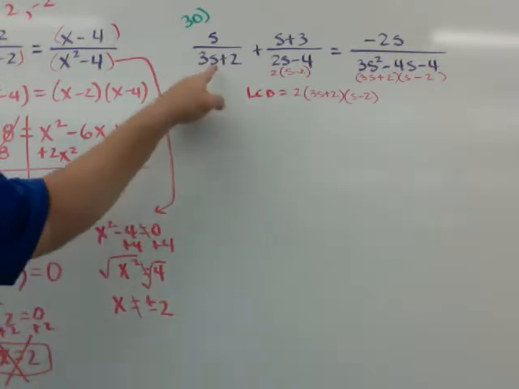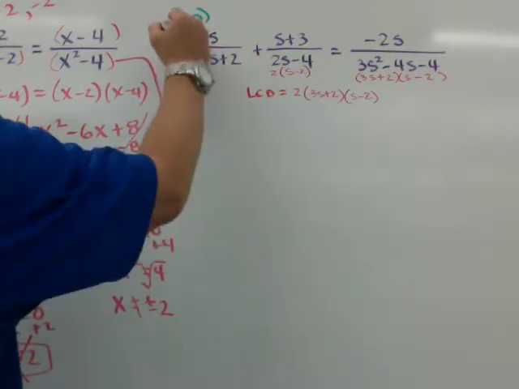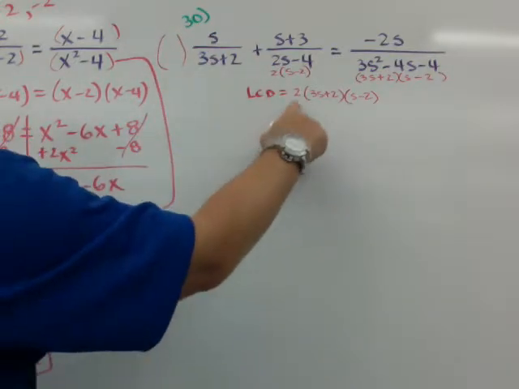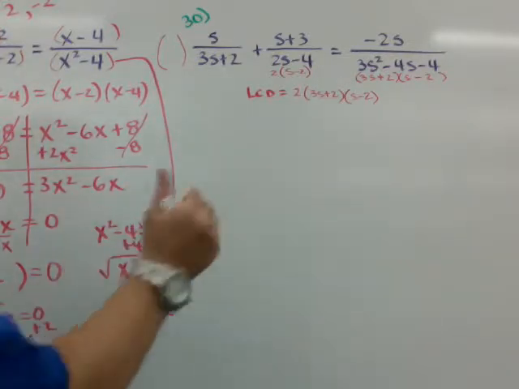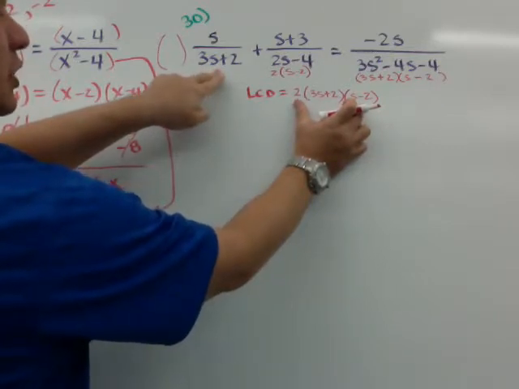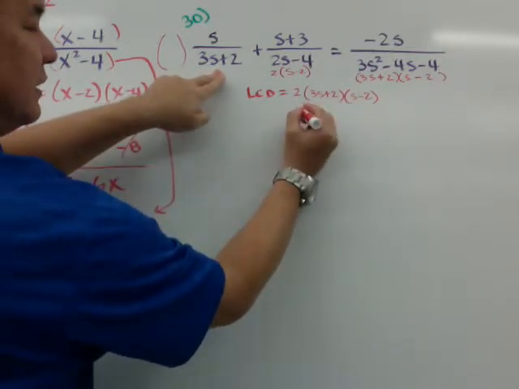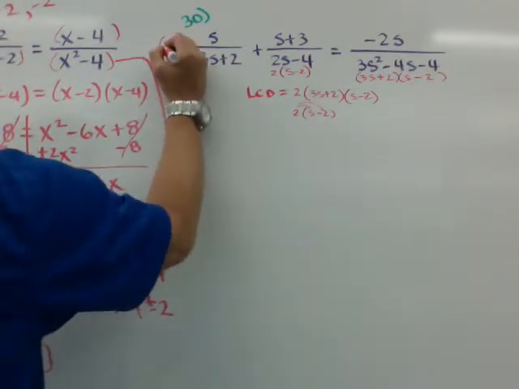Okay. If I already have the 3s plus 2 here, that means I need to multiply this one by the 2 and the s minus 2. Does it make sense? I hope. Because I already have this one here, so I got to multiply it by here. And what I'm going to do is a shortcut and do 2 times s minus 2, if I think of it this way. And I'm going to distribute and put 2s minus 4.